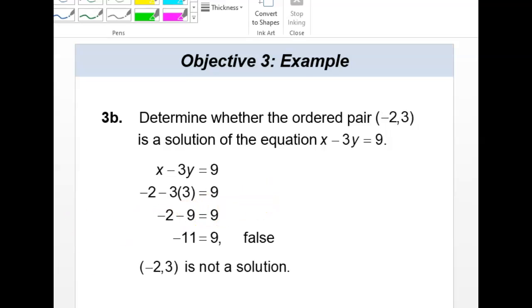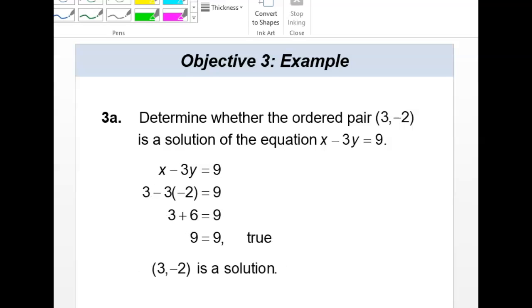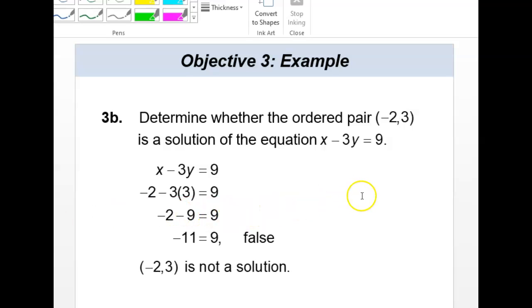So let's, I think that just switches that around, doesn't it? Let's just switch that around. Now x is negative 2 and y is 3. Well, this gives us different numbers to plug in. So I get negative 2 minus 9. You start with negative 2 and you subtract 3 times 3. You can think of it that way. 3 times 3 is 9. Negative 2 minus 9, that's negative 11. So that one is not a solution.